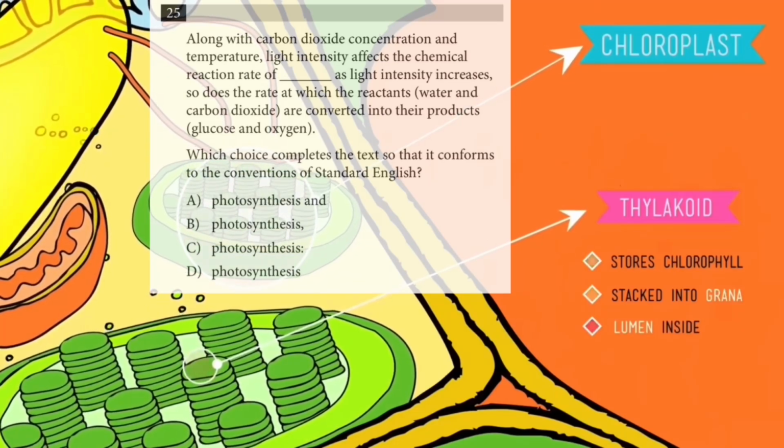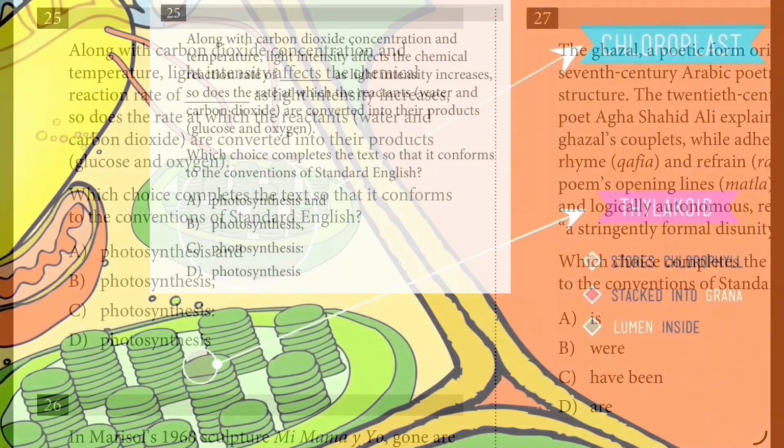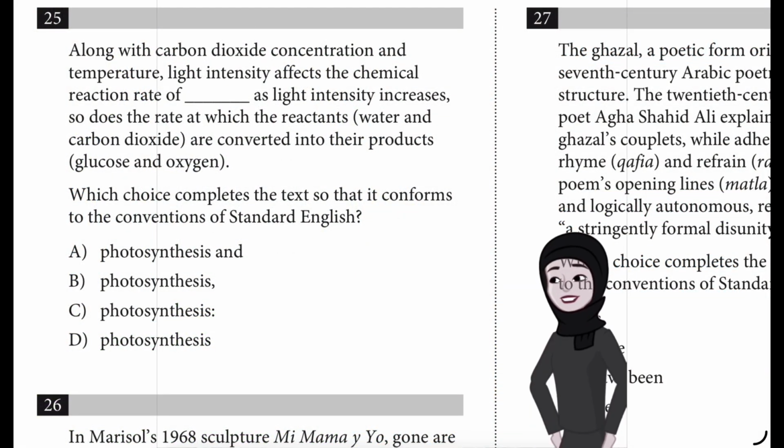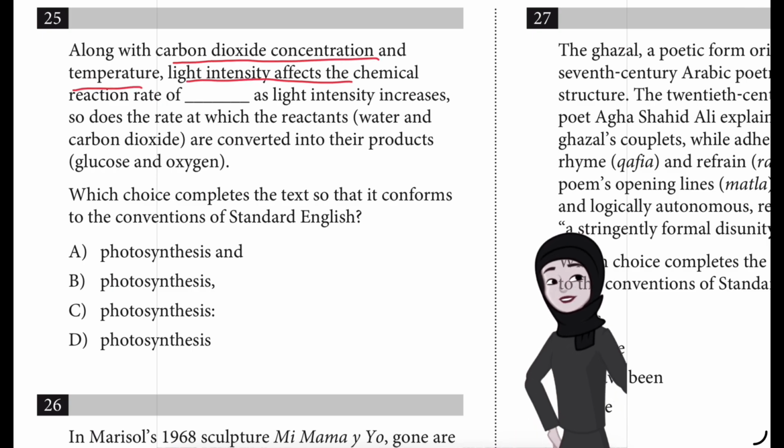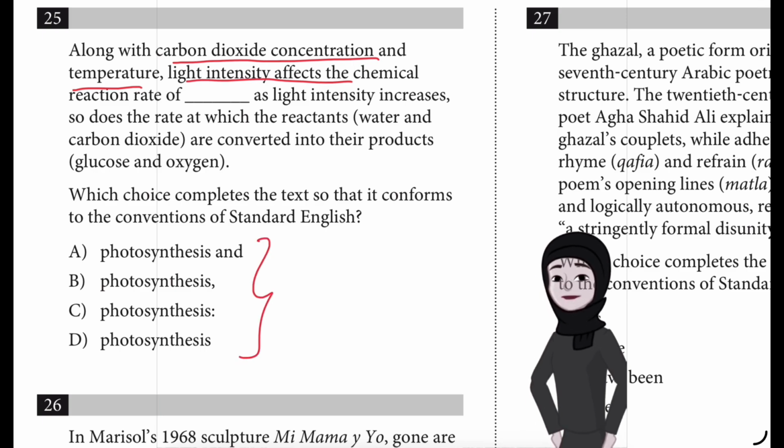Photosynthesis, colon, D. Photosynthesis. Question number 25: we are talking about photosynthesis and how, along with carbon dioxide concentration and temperature, light intensity affects the chemical reaction rate of photosynthesis. And out of these, which should we choose? Blank. As light intensity increases, so does the rate at which the reactants, that is the water and carbon dioxide, are converted into their products.